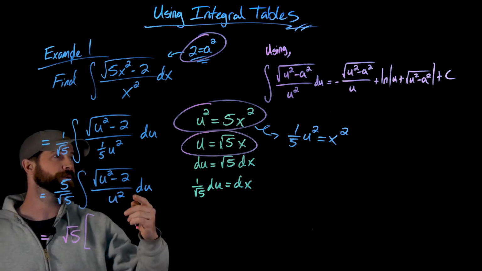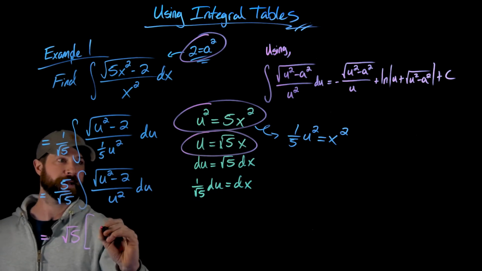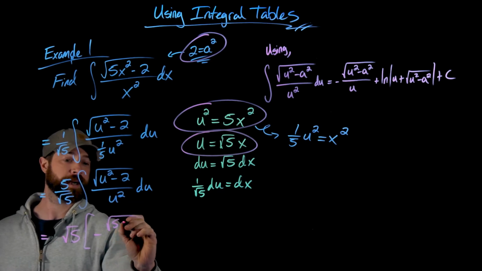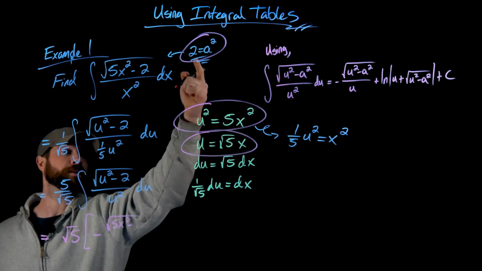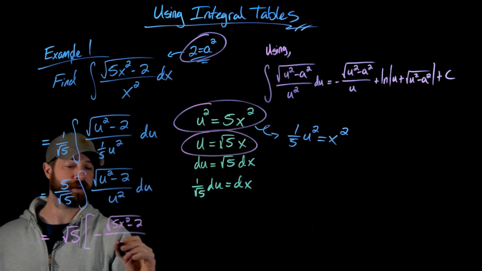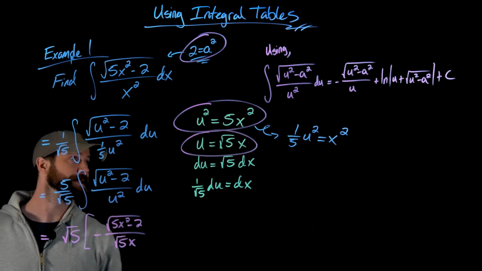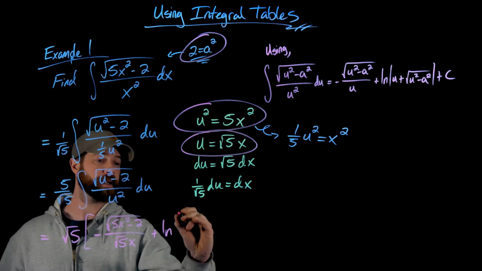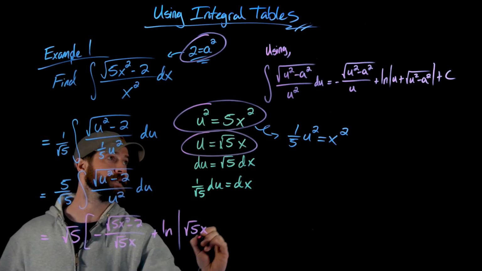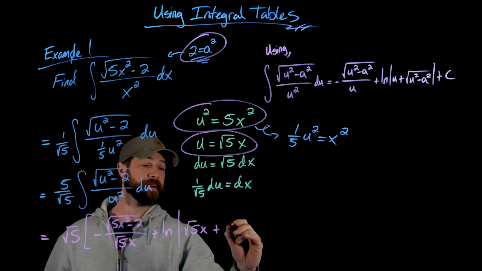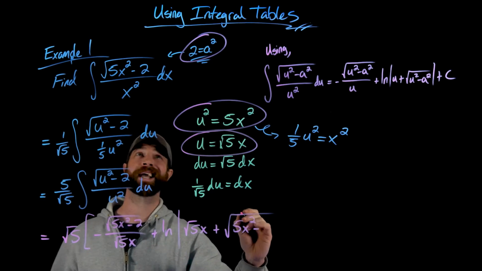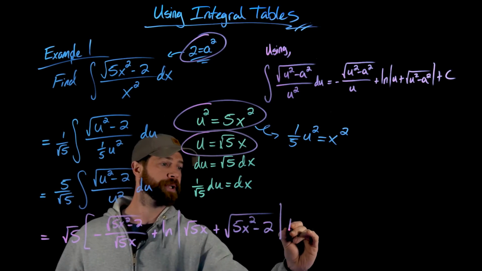So I have the square root of u squared minus a squared. So this is negative the square root of u squared, which is 5x squared, minus a squared, which is 2, all over u. U is the square root of 5x, plus the natural log of u. That was u right there. So the square root of 5x plus the square root of u squared, which is 5x squared, minus a squared, which was 2, plus c.